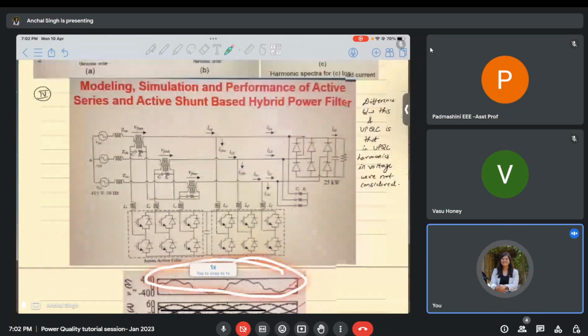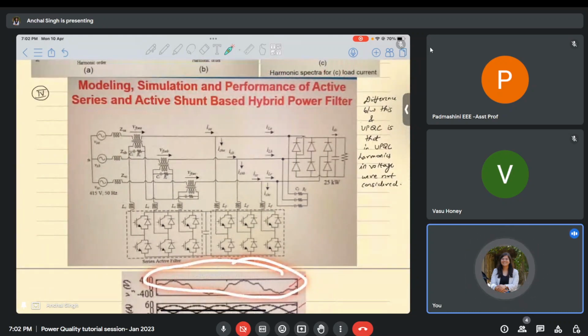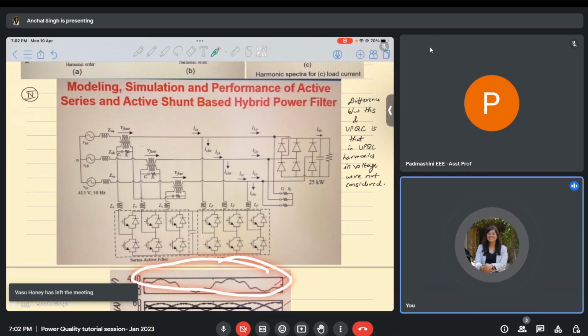Okay, so after looking at these results, I hope you got an idea of why we have been discussing all these kinds of filters and what the advantages of these filters are. And hybrid is just a combination of the active and passive filters that we have been looking at so far.